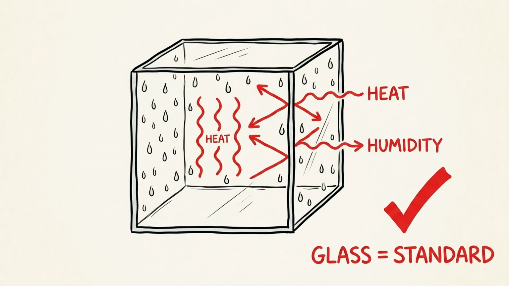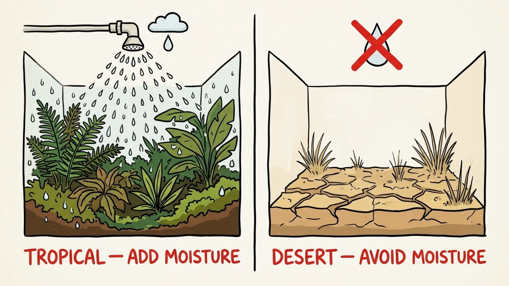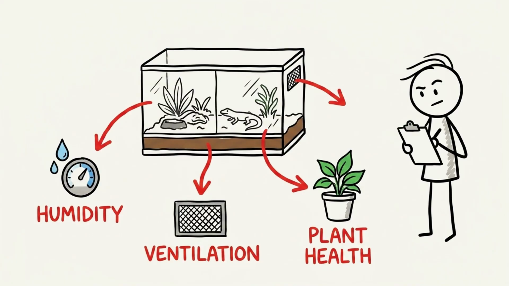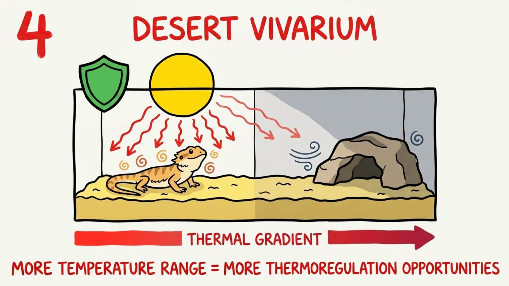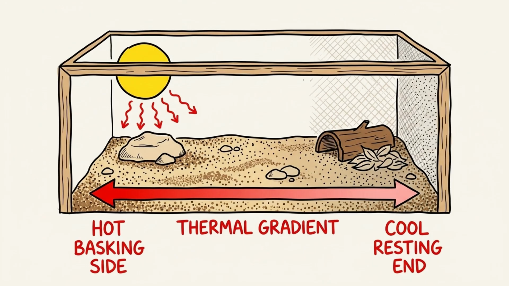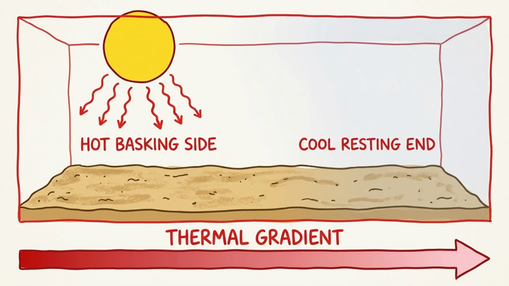Glass enclosures are standard because they retain heat and humidity efficiently. Unlike a desert build, moisture is constantly added rather than actively avoided. Humidity levels, ventilation, and plant health all require consistent monitoring to keep the environment stable. 4. Desert vivarium. A desert vivarium replicates arid environments where temperatures are high, humidity is very low, and a strong thermal gradient runs from a hot basking side to a cool resting end.